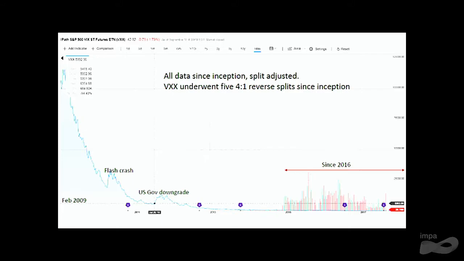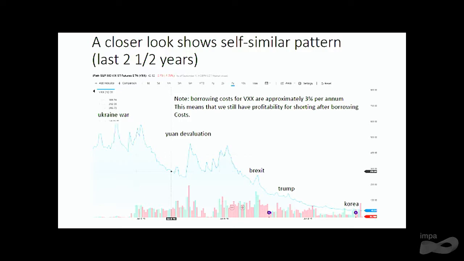In that process, some things happened though, in the world. There was a Greek default, there were flash crashes, a government downgrade. If you zoom in, like Raphael was saying, over the last 2.5 years, you have the Ukraine war, yuan devaluation, Brexit, Trump election, Korea, but you see that it's steadily going down, but it does have a lot of volatility.